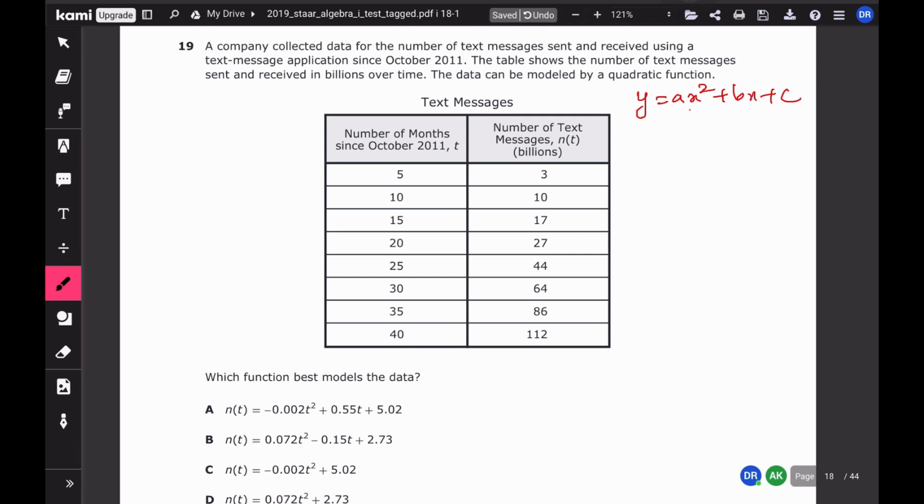If this a is less than 0, then it is said to be a decreasing function, and c is the y-intercept. If this a is greater than 0, then it is said to be an increasing function. So we'll look at the y values, that is the n of t values, to see if they are increasing or decreasing. Here you can see that it is increasing: 3, 10, 17, 27, 44, 64, 66 and so on. So this is an increasing function.